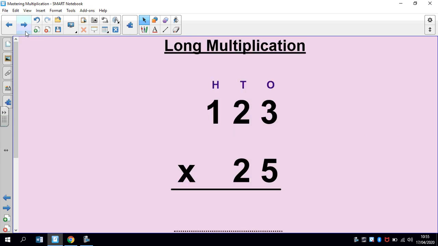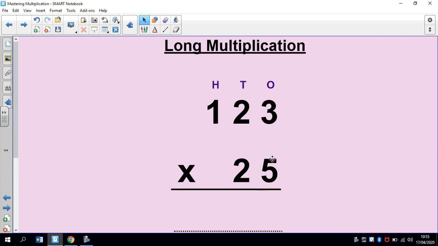Let's move on then to long multiplication. Why is it called long multiplication? Because there's a couple more steps than there are in short multiplication, but there are some very similar steps in this one too. For instance, we need to remember that we've got to begin by making sure that all of our digits are lined up correctly in the correct place value column.